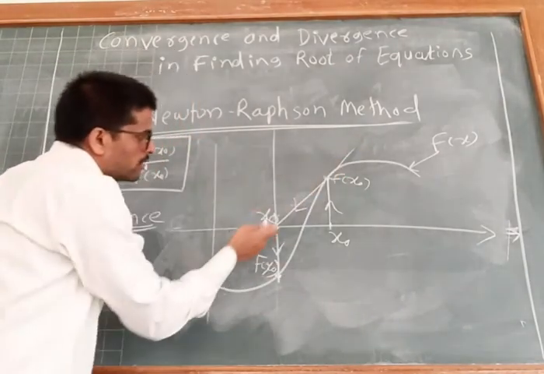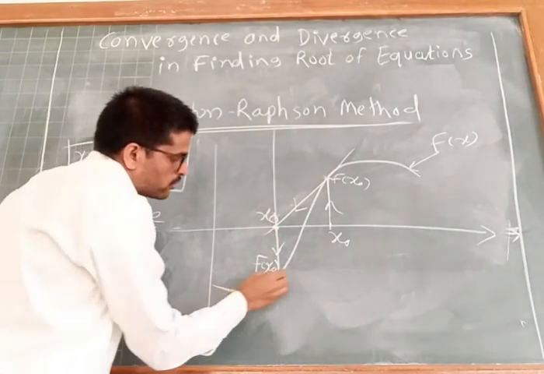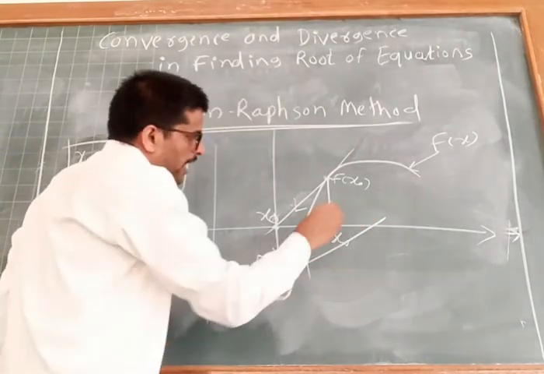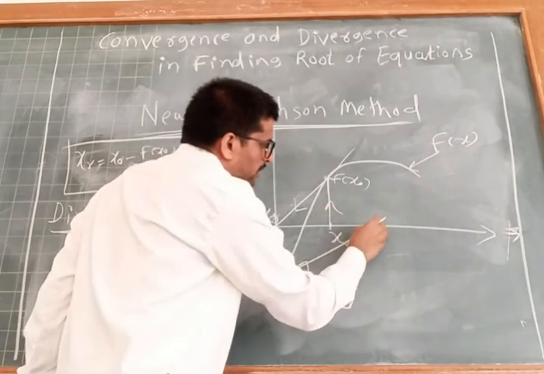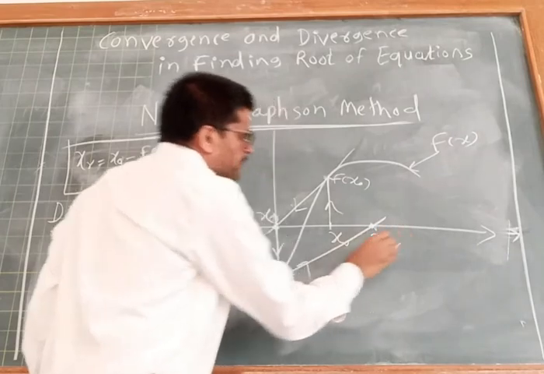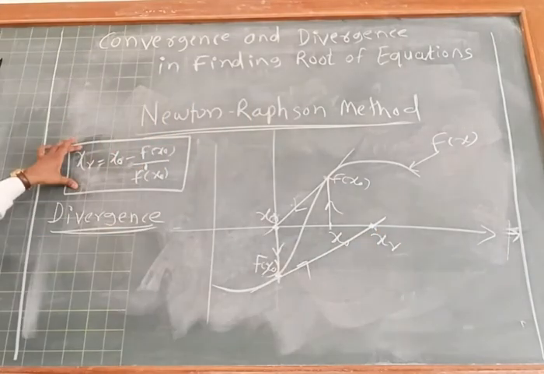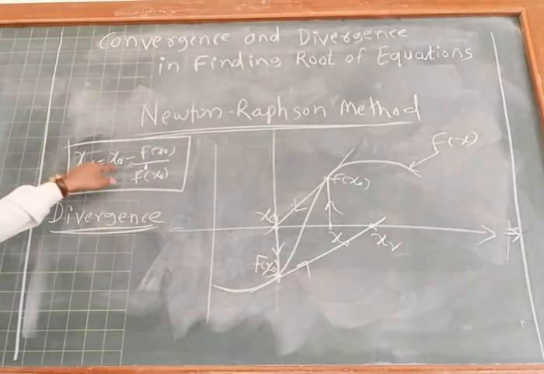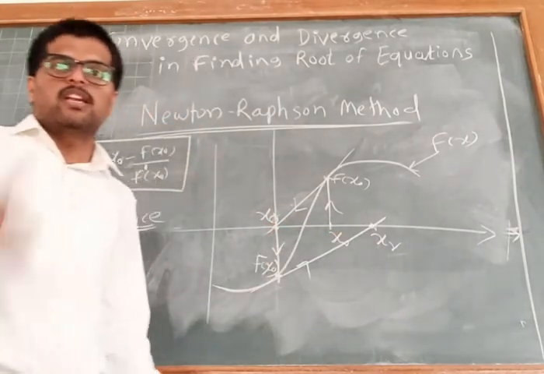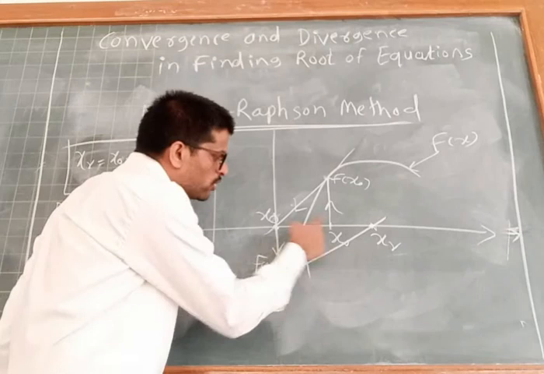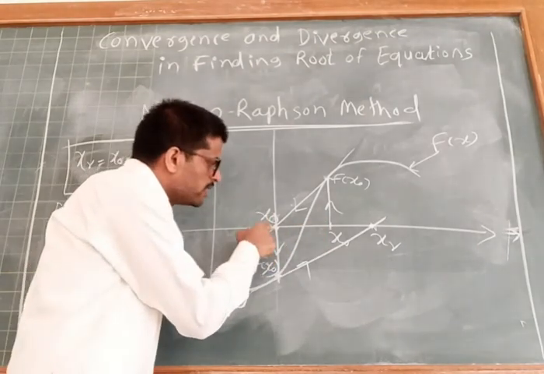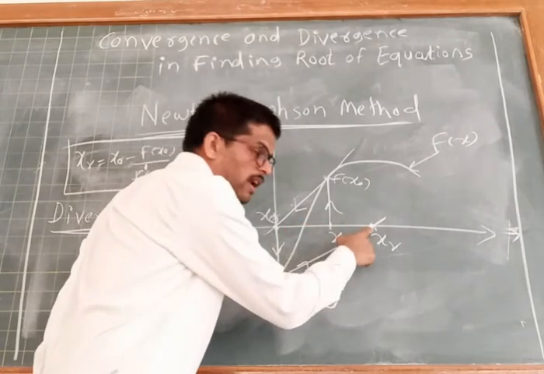Then similar to this, I have to draw a tangent at f of x0. If I draw the tangent at f of x0 and extend that tangent up to the x-axis, I will get xr here. By using this formula, we will get xr from x0. In the first iteration, by using this x0 we have got xr. Now for the second iteration we are using this as x0 and we will get a new value, that is xr.